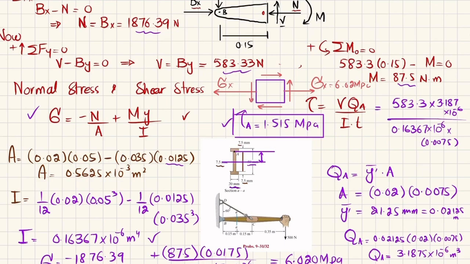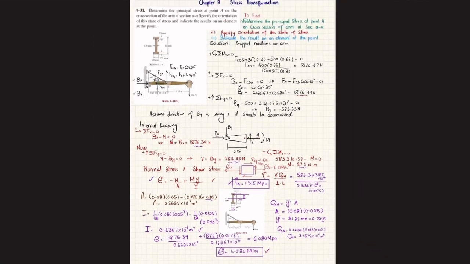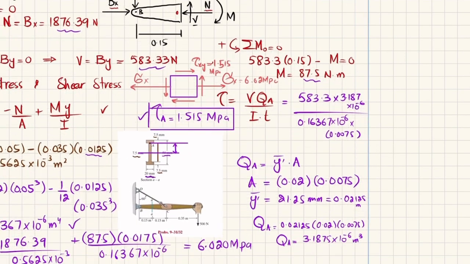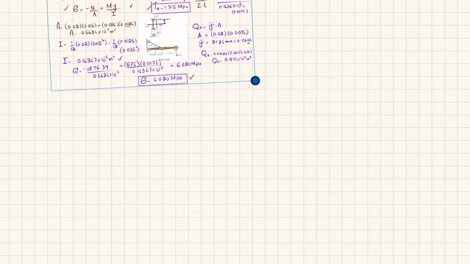This is tau A or tau of xy is equal to 1.515 megapascal. So now we will find principal stress. For that, I have to copy all this and we will move toward our second page so that we can have all this. Let me copy it. Okay, and we will paste it over here. Resize it.